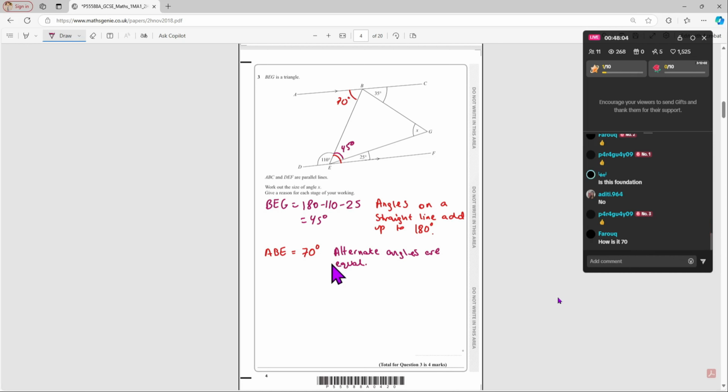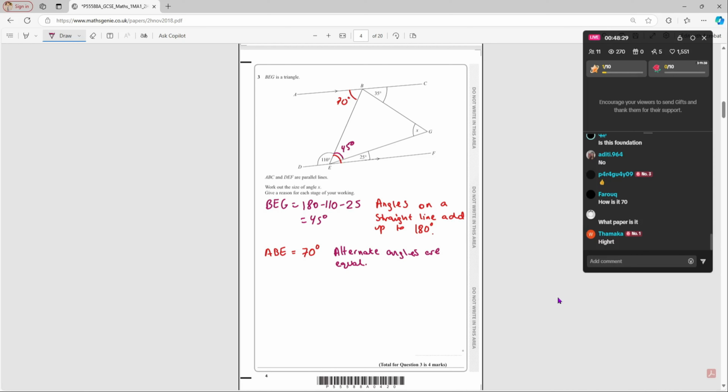How is it 70? Because if we do 45 plus 25, that will give you 70. And know that alternate angles are equal. This angle is alternate to this angle over here. That is why they are equal. That's a rule. That is an angle rule. So alternate angles are equal. Okay?